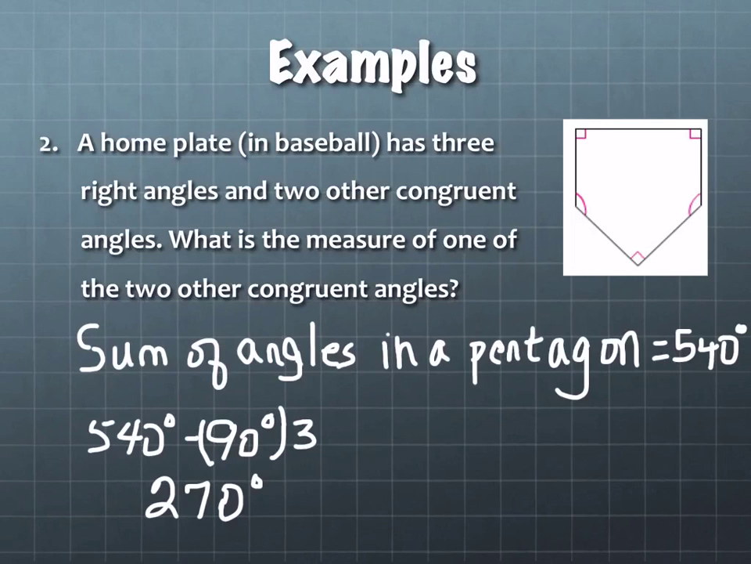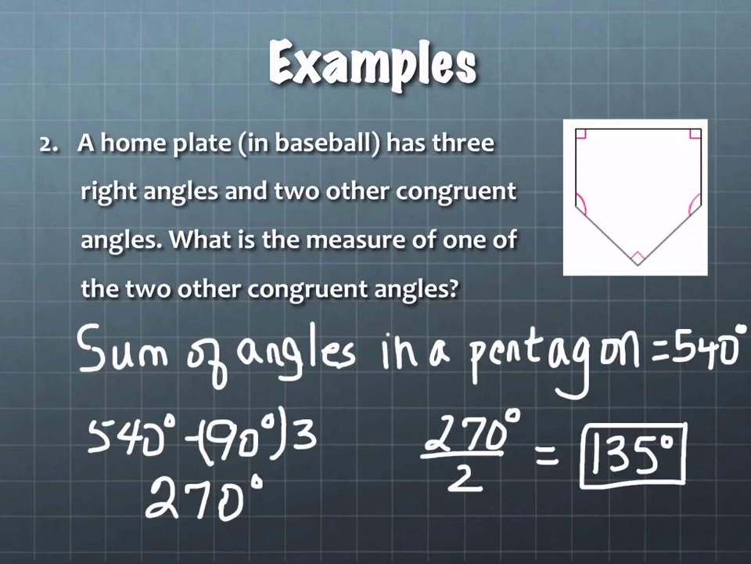Right, and why? Because there are 2 angles that are still remaining there that are not 90 degrees, and they are congruent. This would give me 135 degrees, which was what I was looking for. Wait, one more time. Why did you divide by 2? Because there are 2 angles here that we haven't accounted for yet, basically. We accounted for the other 3 when we subtracted off the 90 times 3.